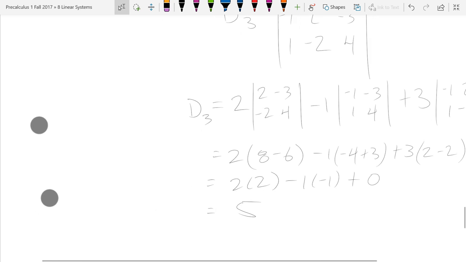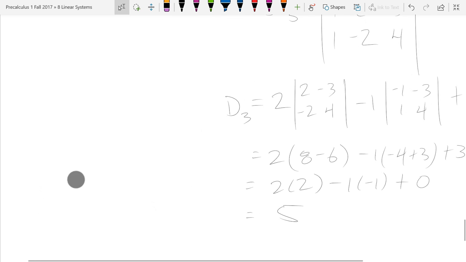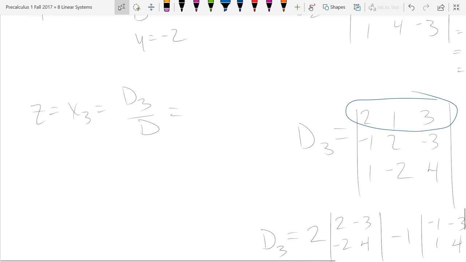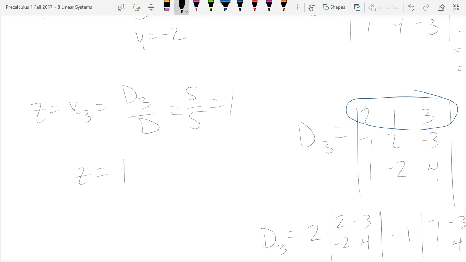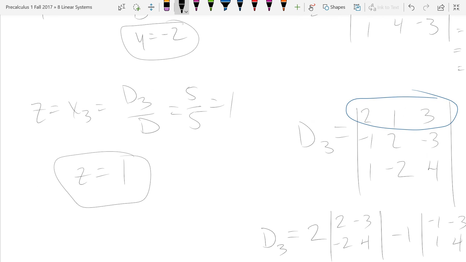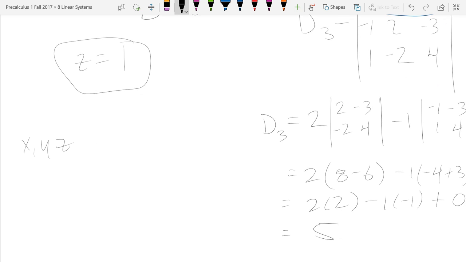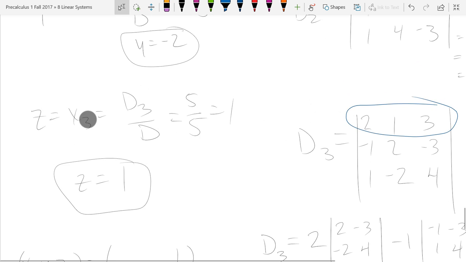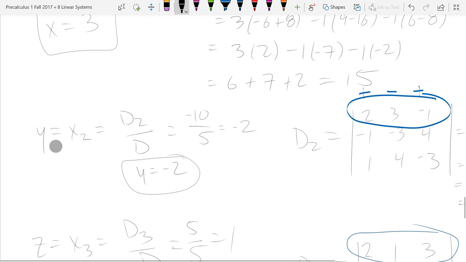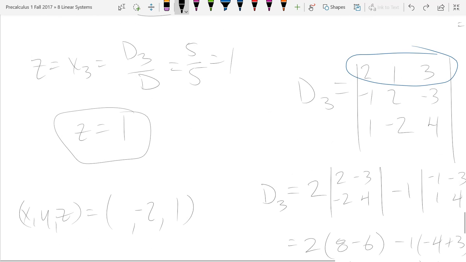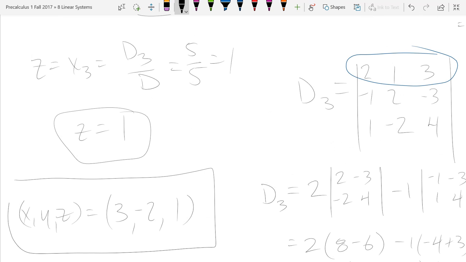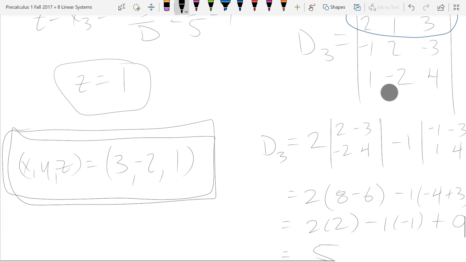So our third determinant is 5, and this goes, let's see, our x3 is 5 over 5, which of course is 1, so our z is positive 1. So we got our x, y, and z now, and put them together written as a point, x, y, z: x is 3, y is negative 2, z is 1. So there's our final answer put all together.